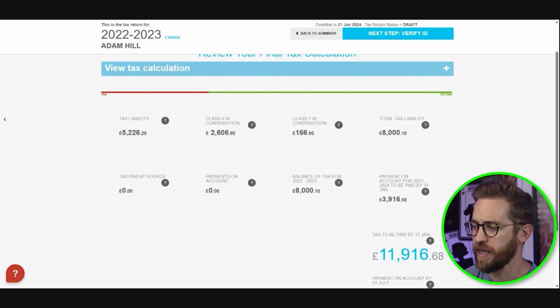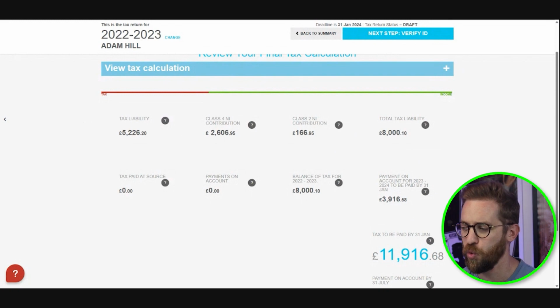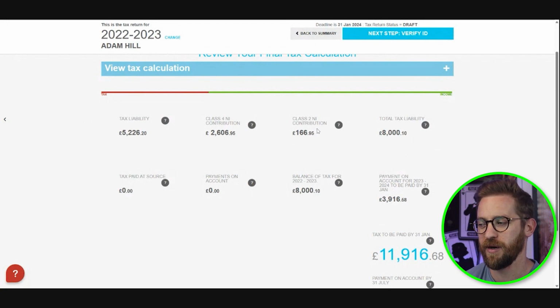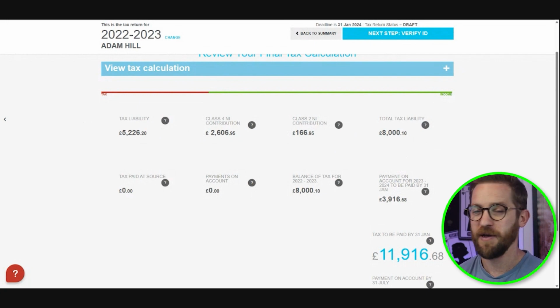So our payment on account here, 391658, is applying to our tax liability plus the class 4 national insurance. So you can see that it's almost half of the total liability. The reason it's slightly less than half is because it's not taking into account the class 2 national insurance. So if you add together 522,620 with 260695 and divide that by 2, it comes back to 391658.